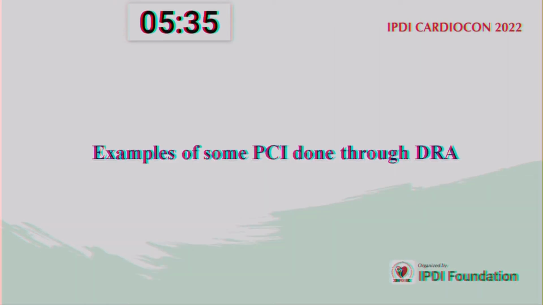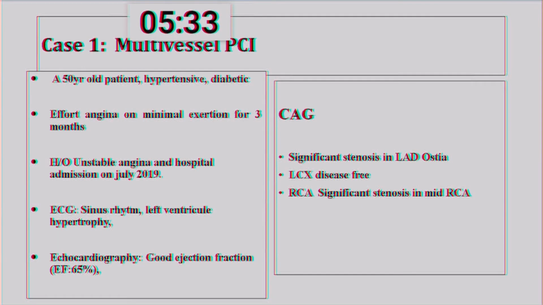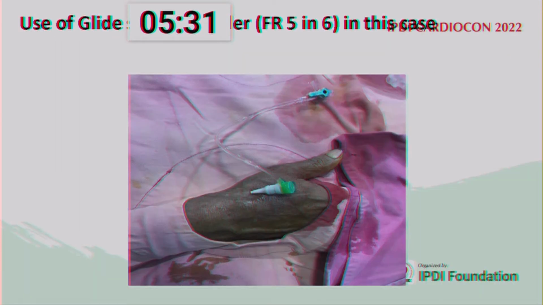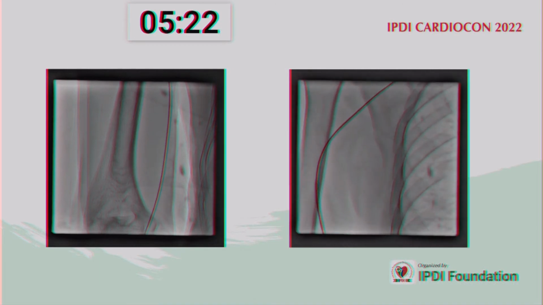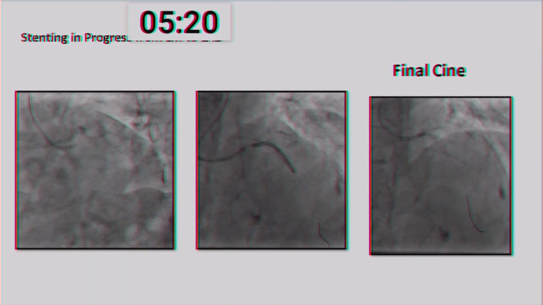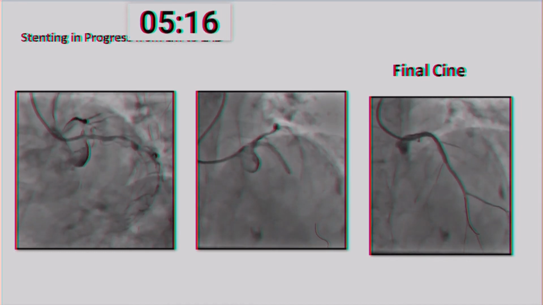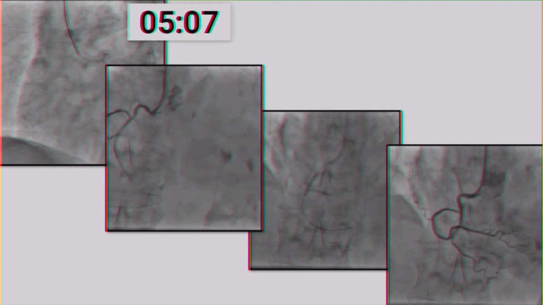An example of some PCI done through the distal radial approach. This is a patient. This is a 5-in-6 diagnostic catheter sheath, and this is the case where there is a loop, and we have overcome this loop. And after overcoming the loop, we have done the PCI, first LAD, then LCX, and the same left catheter converted to Judkins right, and done the right coronary artery.